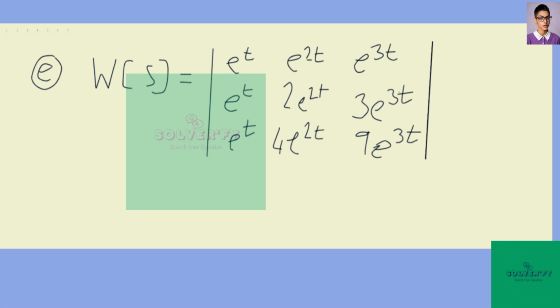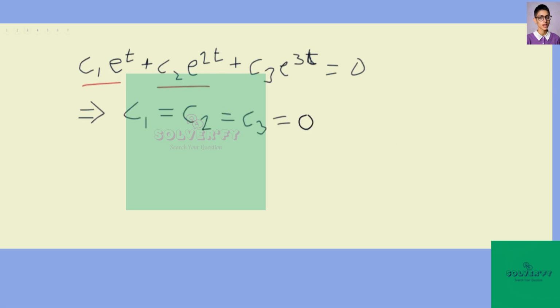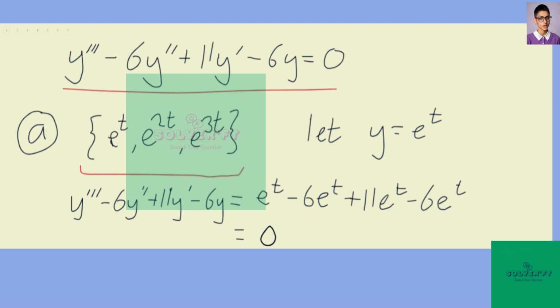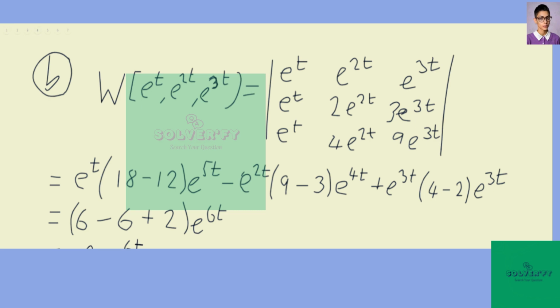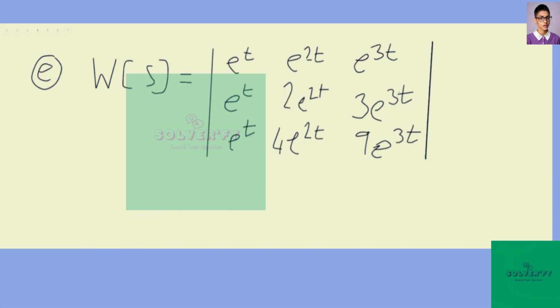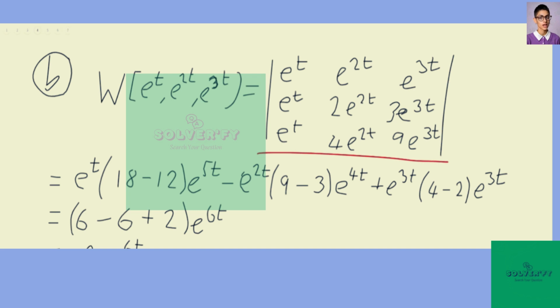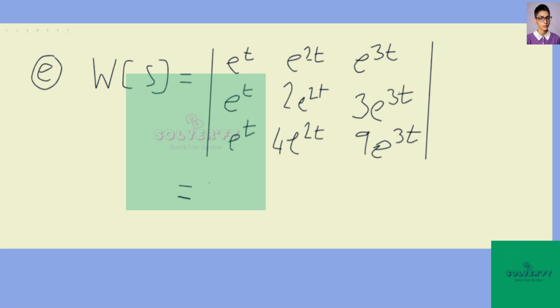Okay, so that's exactly the same as the determinant of the matrix that we found in part B. So it's exactly the same as the Wronskian that we found in part B, which was the Wronskian of the functions e to the t, e to the 2t, and e to the 3t. And that completes our answer.